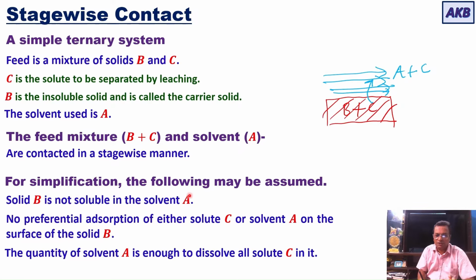So for simplification, you can make these assumptions. Solid B is not at all soluble in solvent A. No preferential adsorption of either solute C or solvent A on the surface of solid B. And the third one is the quantity of solvent A is enough to dissolve all solute C in it. So with these assumptions, you can simplify the analysis.